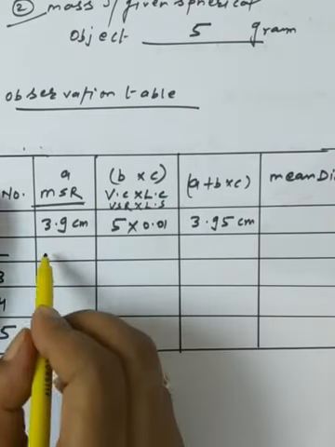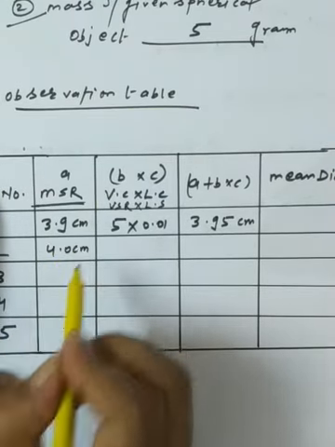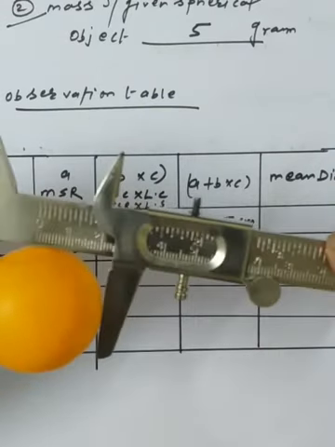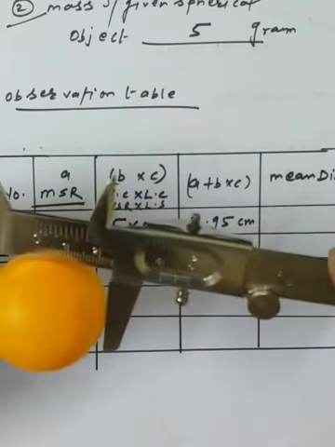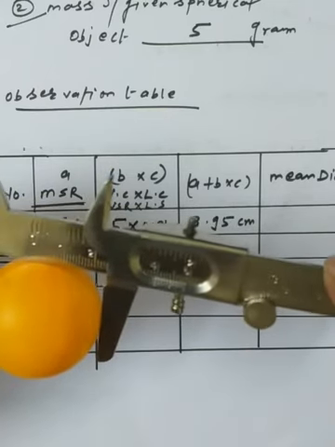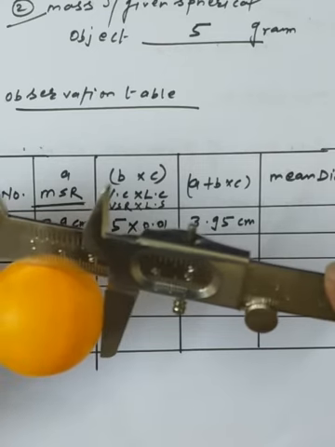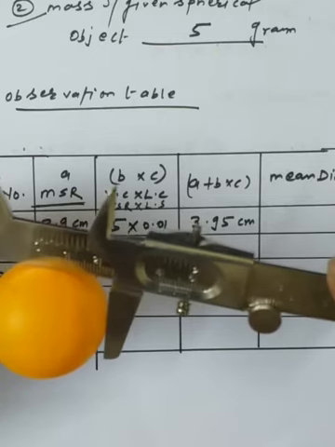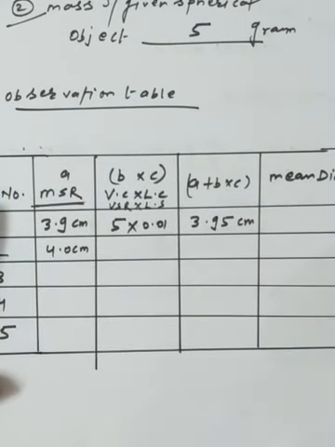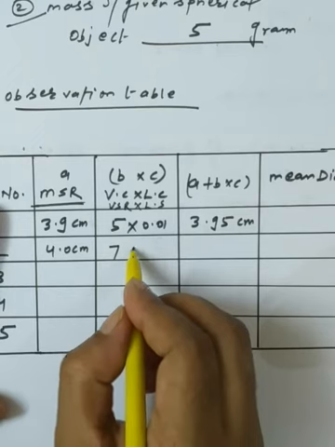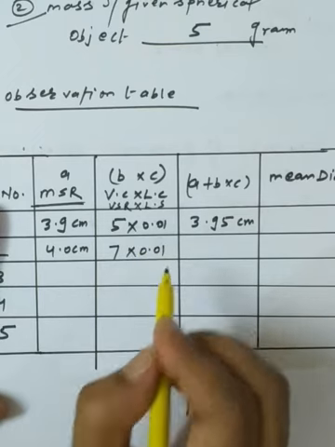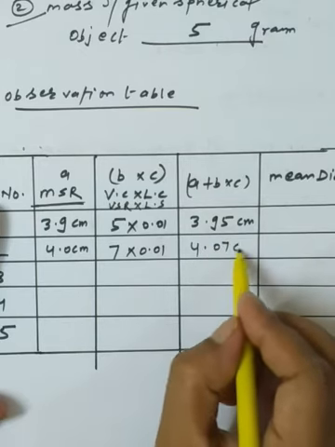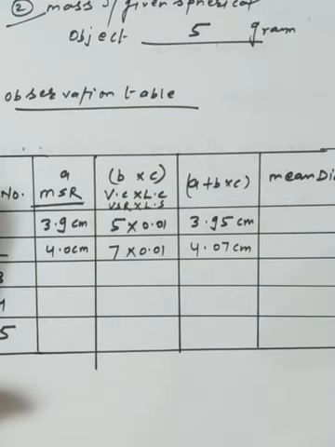Okay, so I can write that 4.0 centimeter is the main scale reading we have, and then we have to make the conclusion about the vernier constant. Amongst the 10 lines, the one that makes the best matchup with the main scale, here the seventh line, has the best matchup. So I can write 7 multiplied by 0.01, and it comes to 4.07 centimeters.